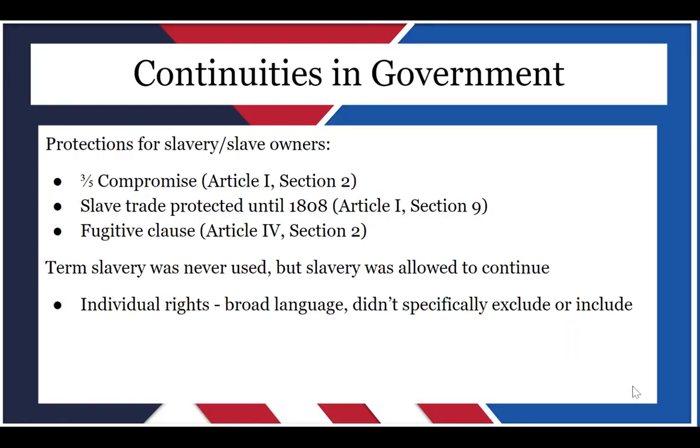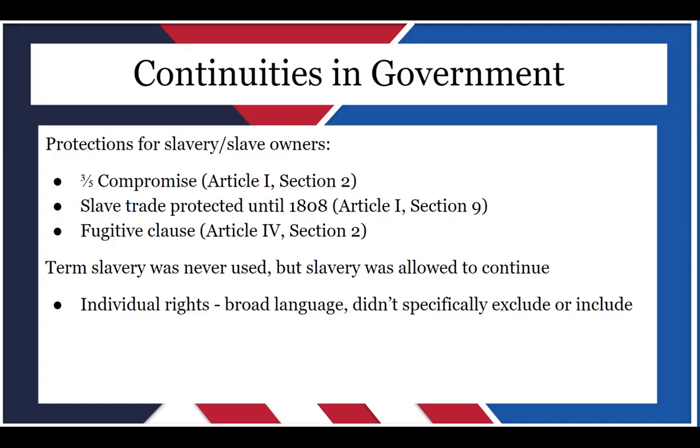Consider that in the government, even though the word slave is never used, slavery is definitely enshrined in our Constitution and allowed to continue. The Constitution was set up in such a way, because of the Southern delegates, that slavery is essentially guaranteed under the Constitution. There's a few different places it's dealt with. The 3/5 Compromise, Article 1, Section 2, I discussed in the last video, and also the fact that the slave trade was protected until 1808.